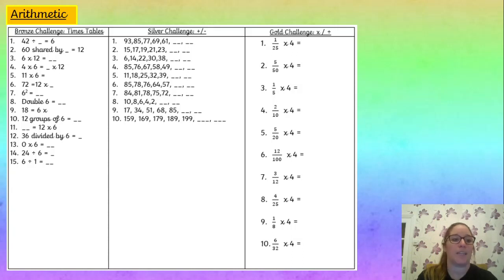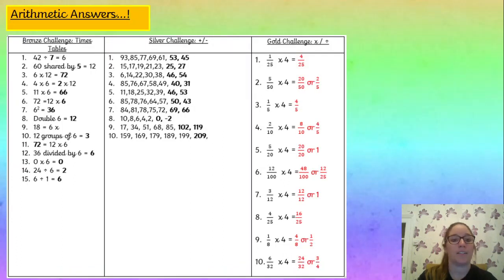So, arithmetic today. You have got your 6 times tables, you have got silver challenge, which is sequencing, and gold challenge, which is multiplying fractions by whole numbers. Do you remember how to do that? What do we need to do? Okay, we're just going to multiply the numerator by the whole number. Okay, then don't forget to simplify if you can. Okay, super job. Have a go at that. Come back when you're ready for the answers.